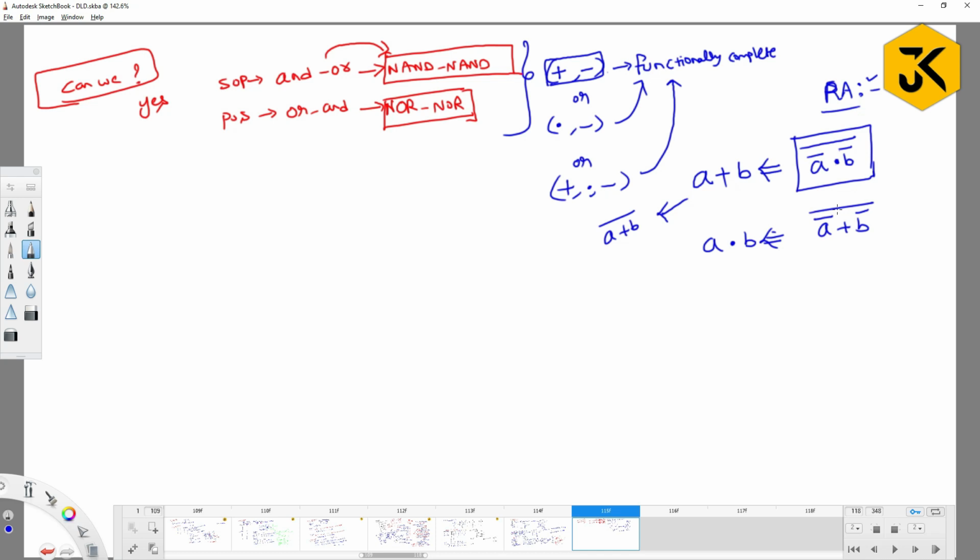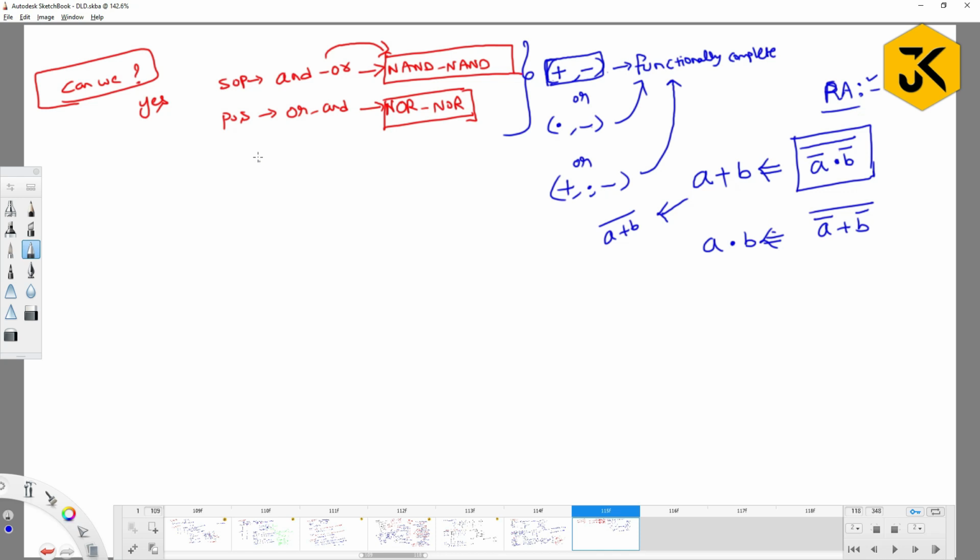Functionally complete, right? So if I simply have plus, or AND and NOT, or a combination of all these, I can derive any kind of expression. That's why I call it functionally complete. That's why we can construct any kind of circuits there. Right? Now the question is, can we do like this or not?